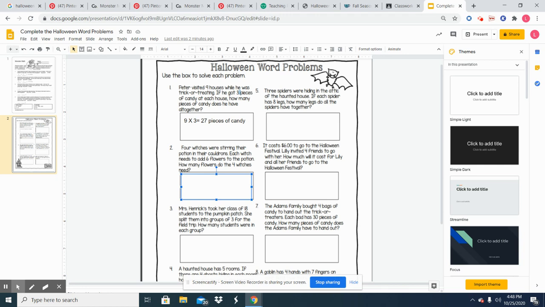It says each witch needs to add 6 flowers to the potion. How many flowers do the 4 witches need? So I kind of think this is a typo. It should say how many flowers, because they already told me each witch needs to add 6 flowers to the potion. So if there are 4 witches, you would multiply 4 times 6, and you would tell me how many flowers they got in all, received in all.